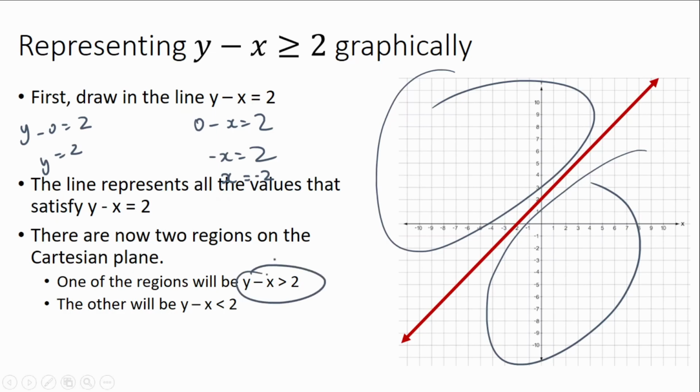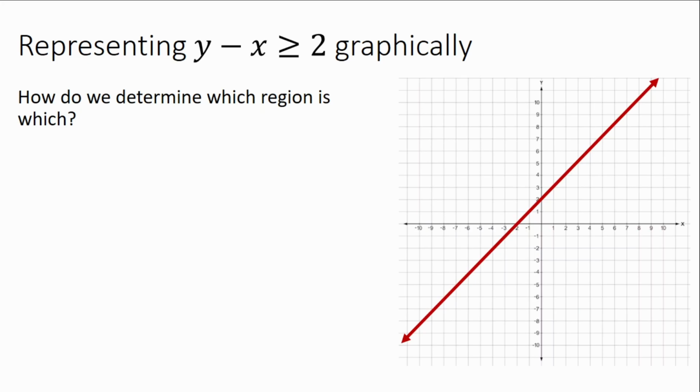So how do we determine which part is which? In order to do that, we need to pick a random point that is not on the line there. You could pick any point you want. It could be up here, could be down here. I'm going to go with this point here, 2, 8.